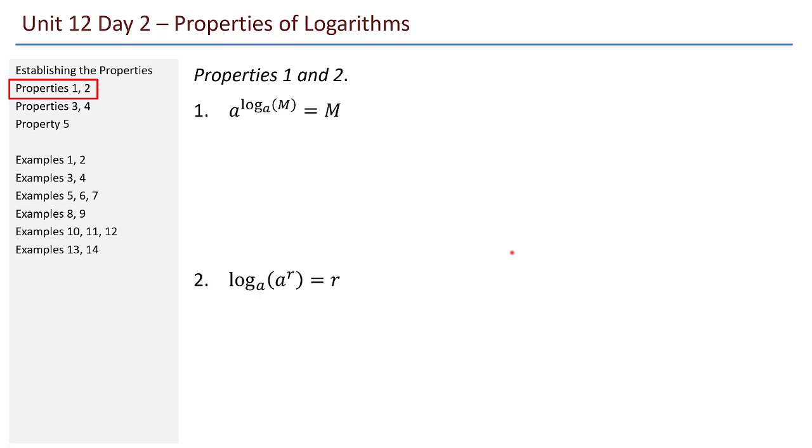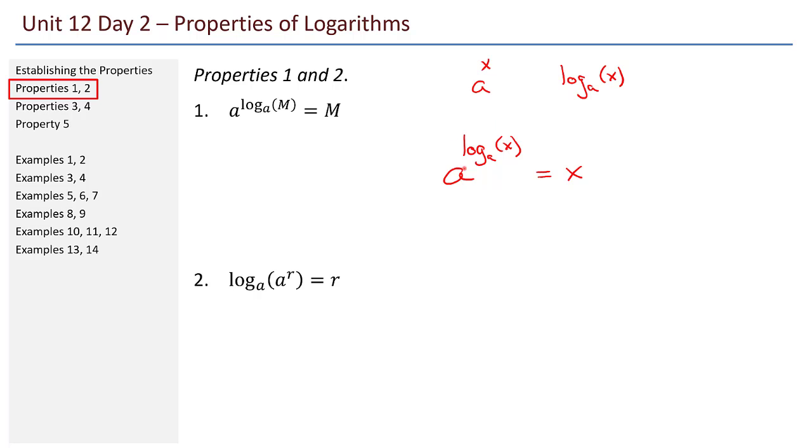These properties really come from the fact that my two functions, a to the x and the log base a of x, are inverse functions. So if I compose these functions, if I put one inside of the other, all I get back is x. So for example, if I take a to the x and in place of the x I put log base a of x, then the answer has to be x.